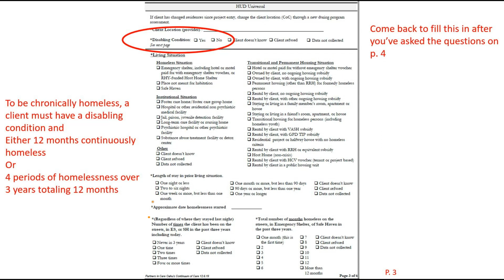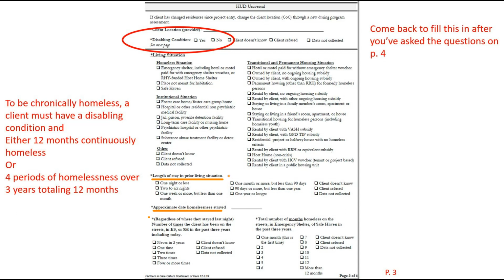Okay, length of stay in prior living situation. Let's say that a client has been staying in their car, and you ask them, where did you stay last night? I stayed in my car. You get to this length of stay in prior living situation question. The next question is, okay, how long were you in your car? And whatever answer they give you is the answer to this question.